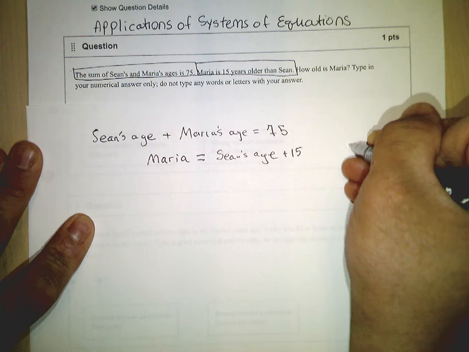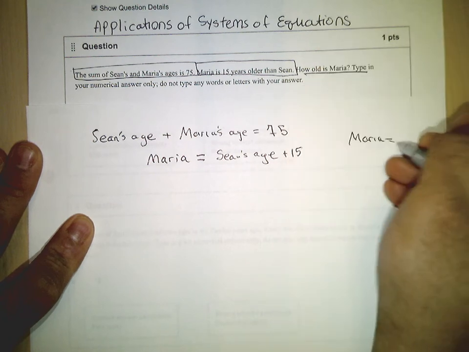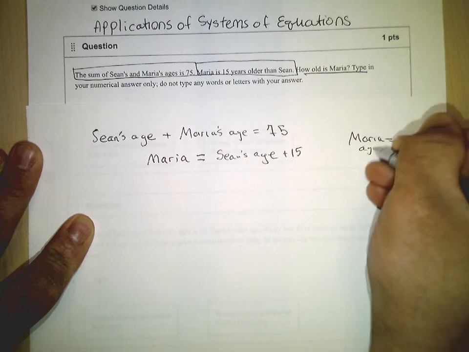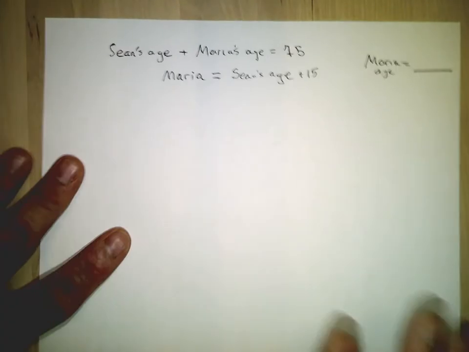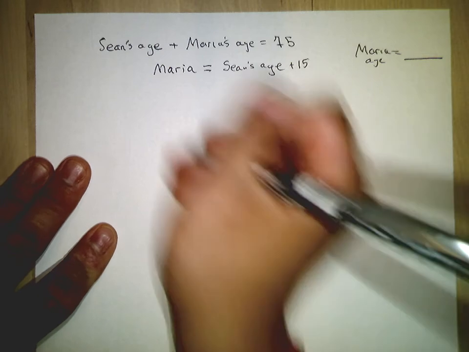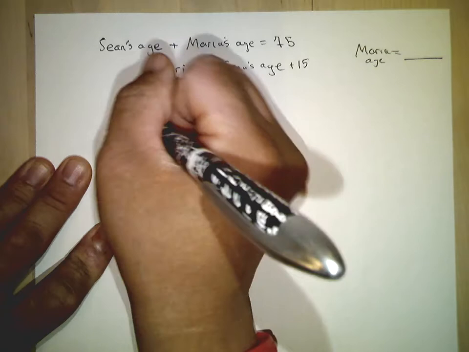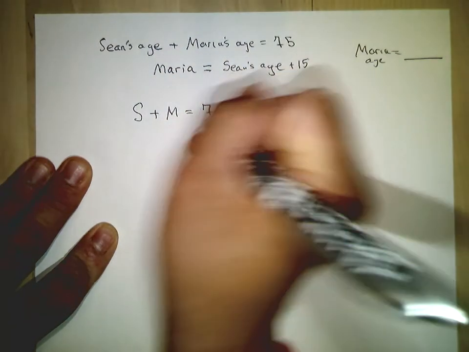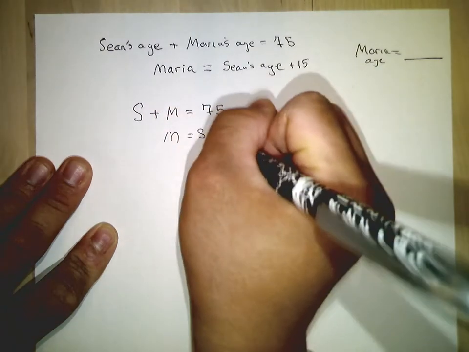And they want Maria's age because they say, how old is Maria? So Maria's age is what we need to figure out. So instead of Maria's age and Sean's age over and over again, I'm just going to use S for Sean and M for Maria. So S plus M is 75, and M is equal to S plus 15.